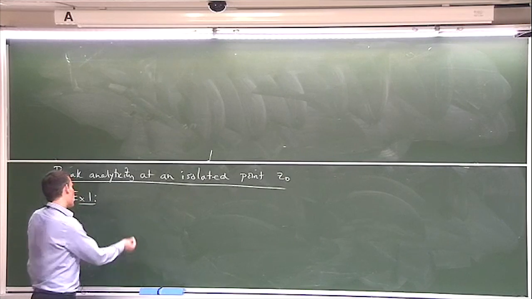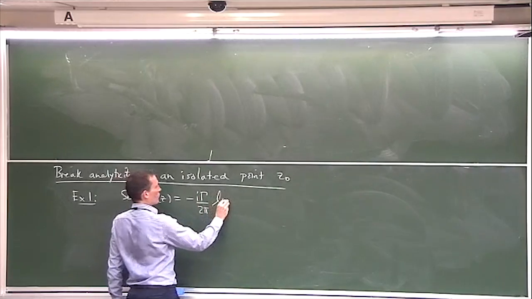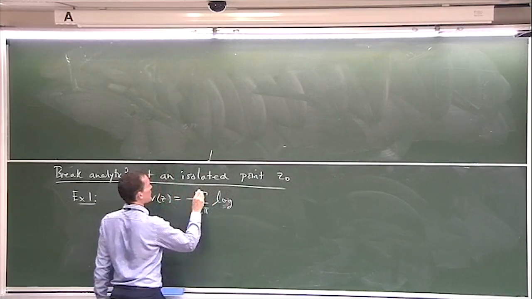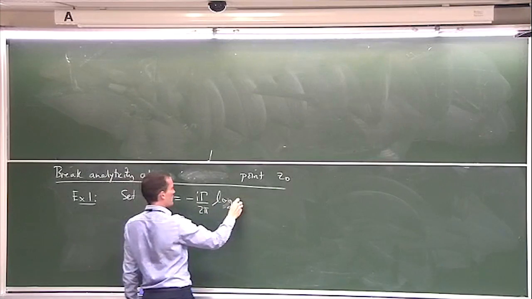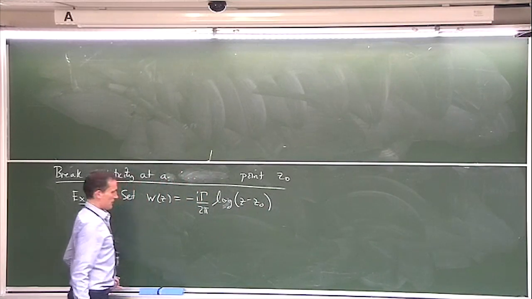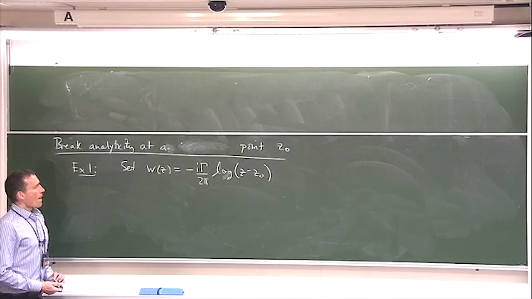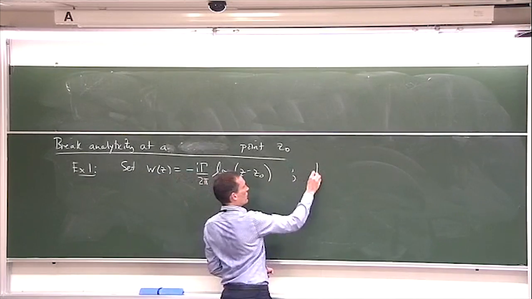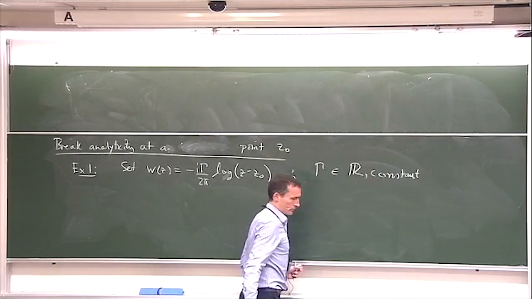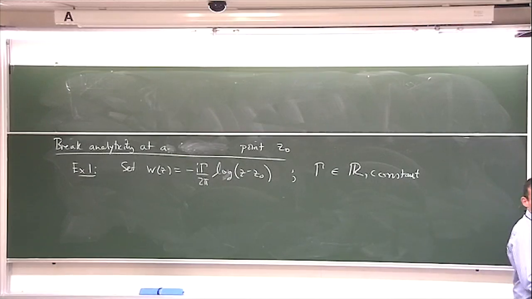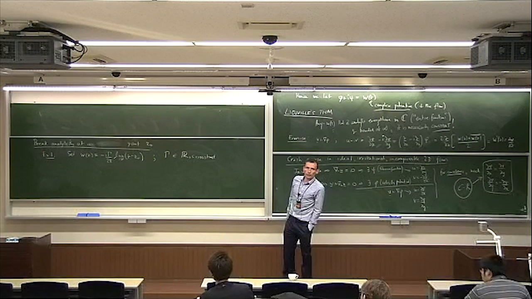You see, complex analysts, for example, would set w of z to be, let me just pick a log. Actually, this isn't isolated at a point. Let's pick this one. And gamma is a real constant. If you were a complex analyst, how would you describe the singularities of this function?